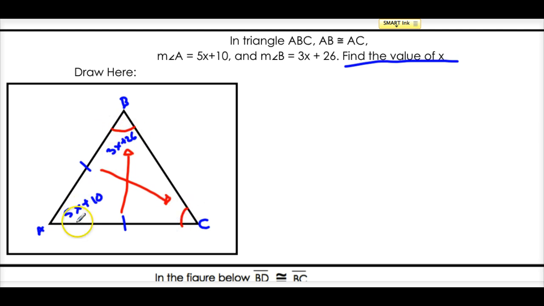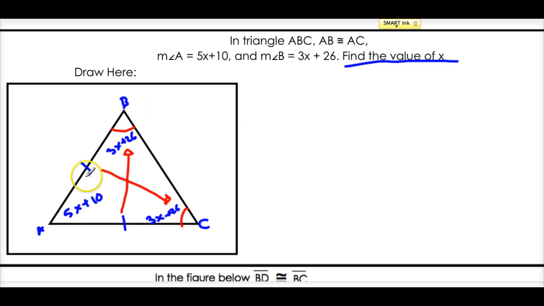So I can't say that these are congruent because they're not. A isn't congruent to B. B is congruent to C. But what I can do is say this. Since these two are congruent, C must also be equal to 3x plus 26. If they're congruent, that means they must be exactly the same. So let's set them equal.